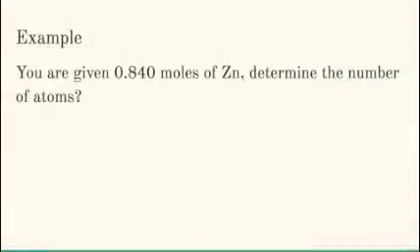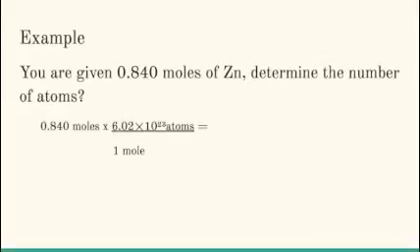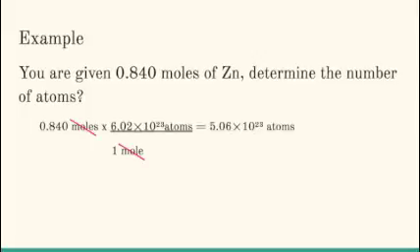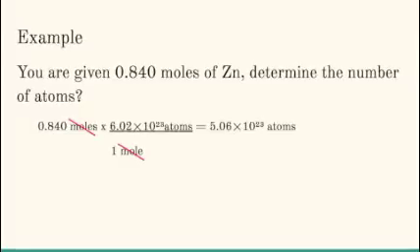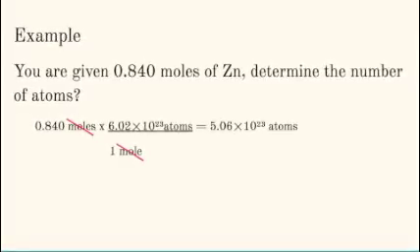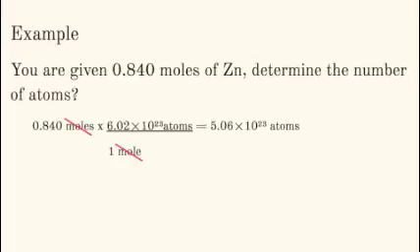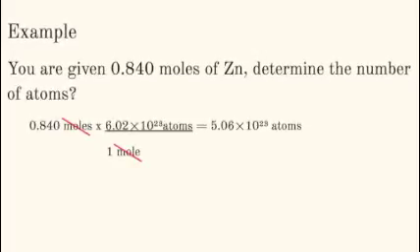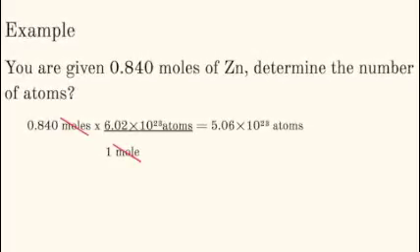Now, let's do an example. We are given 0.40 moles of zinc and asked to determine the number of atoms. We first start with what is given, which is the 0.40 moles. Then we multiply it by Avogadro's number. By doing this, we are able to cross out the moles and only be left with atoms. After we multiply it out, we are left with 5.06 times 10 to the 23rd atoms.